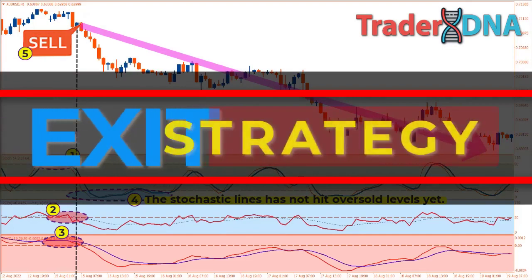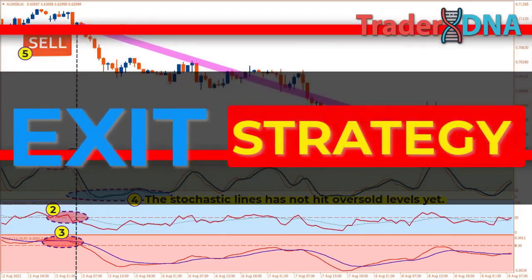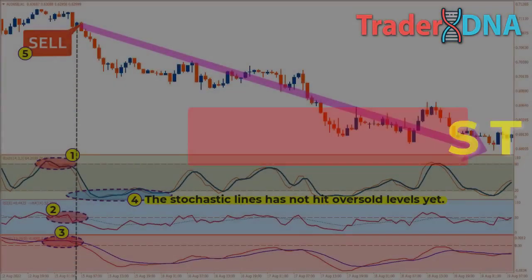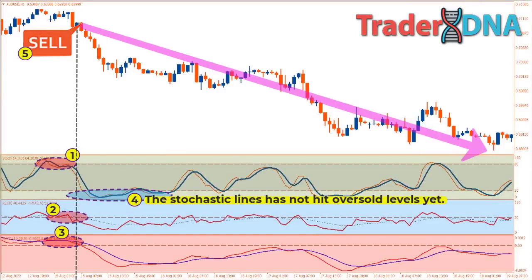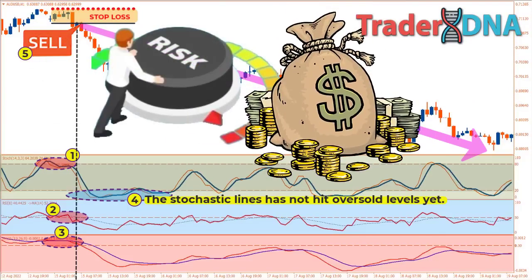Exit strategy. You would want to place your stop loss at the nearest swing low if you took a long position. If you are in a short position, you would want to place your stop loss above the nearest swing high. The best traders need to incorporate risk management practices to prevent losses from getting out of control.